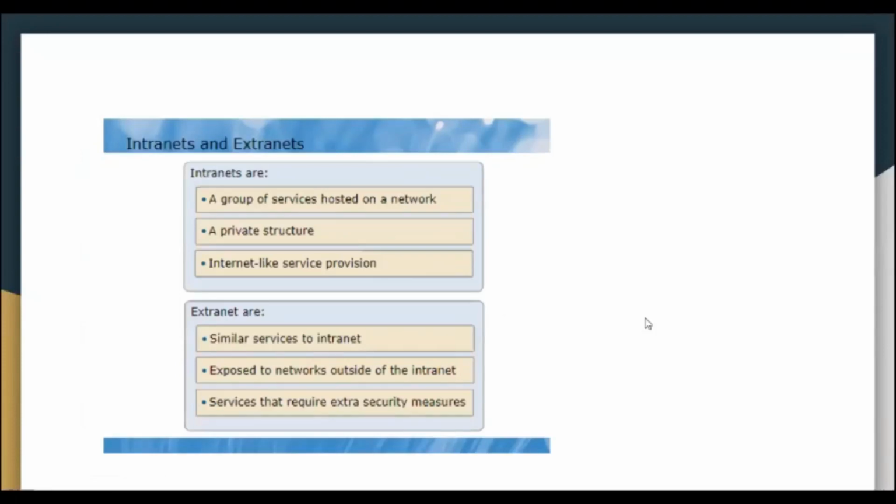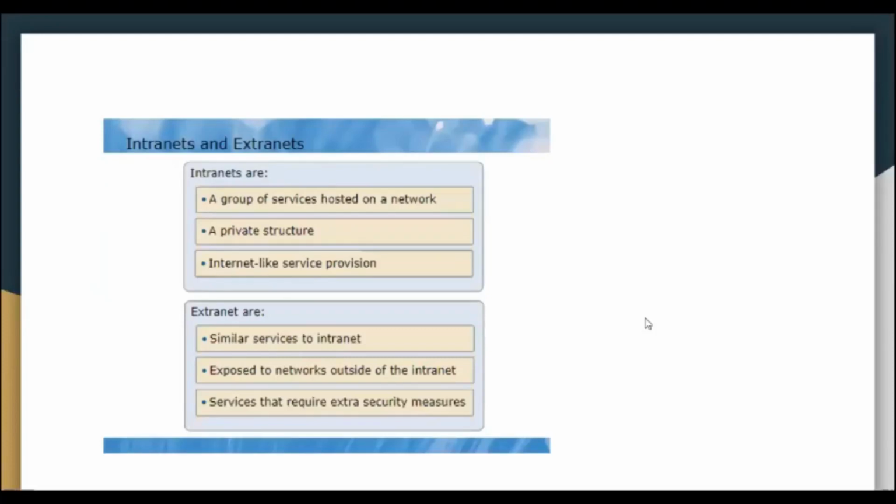And then next, we have the intranets and extranets. What is the difference between the two? An intranet is a group of services hosted on a network, a private structure. It is an internet-like service provision, whereas an extranet provides similar services to an intranet exposed to networks outside of the intranet, and services that require extra security measures.